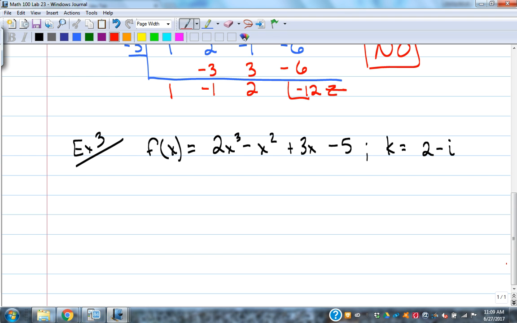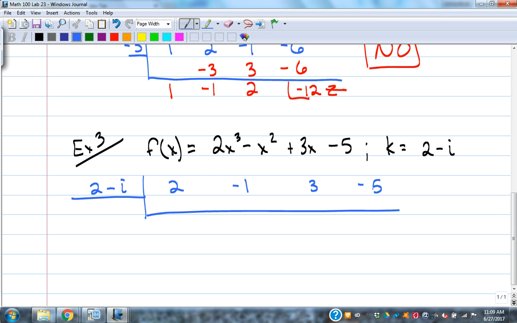Example 3, we're going to use one of the complex values for our synthetic division here. We have 2x cubed minus x squared plus 3x minus 5. We're testing 2 minus i as a 0 for this particular function. So 2 minus i on the shelf, 2, negative 1, 3, negative 5. And run your synthetic division again. Drop the 2, distribute. 2 times 2 is 4 minus 2i. Add. Negative 1 and 4 would be 3 minus 2i.